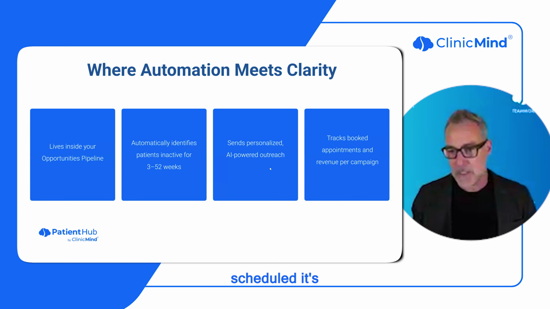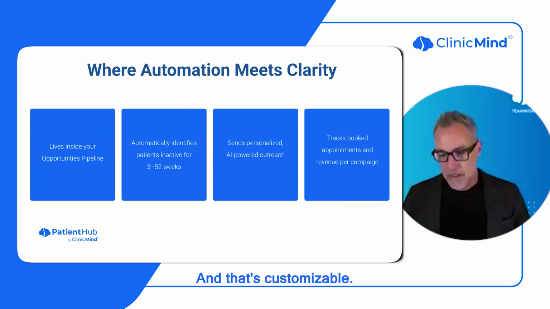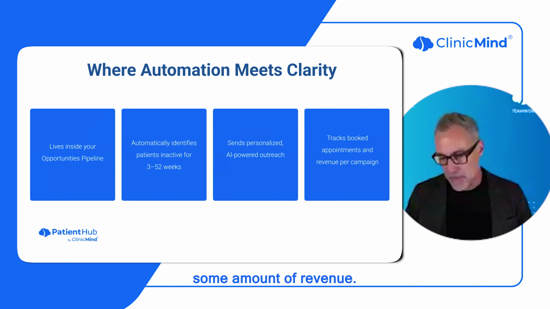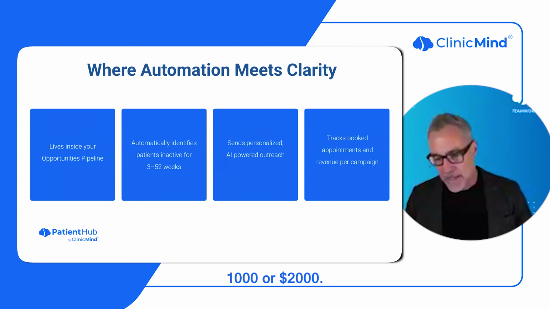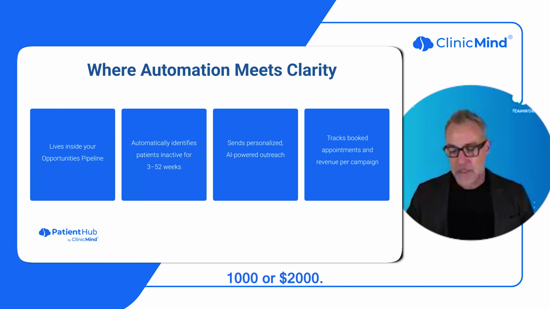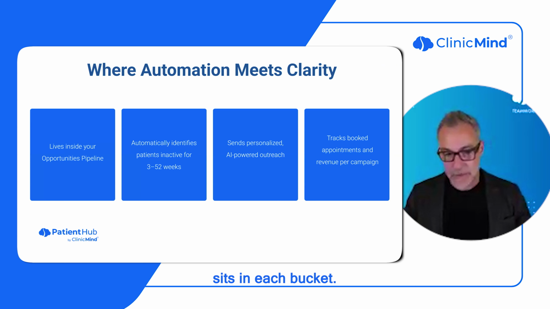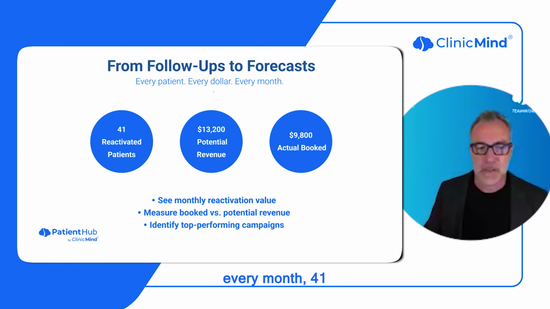So if they're scheduled, it's going to assume each patient represents, and that's customizable, each patient in the pipeline represents some amount of revenue. So you may say a reactivated patient is worth $1,000 or $2,000. And so you can actually see in that pipeline how much money opportunity sits in each bucket. And of course, when they schedule, how much was won. So from follow-up to forecast, every patient, every dollar, every month.